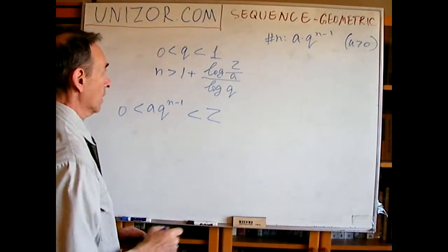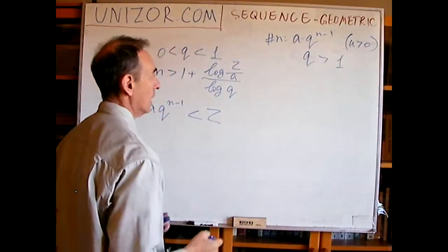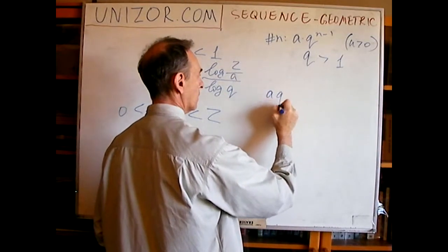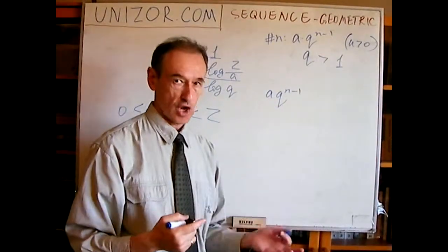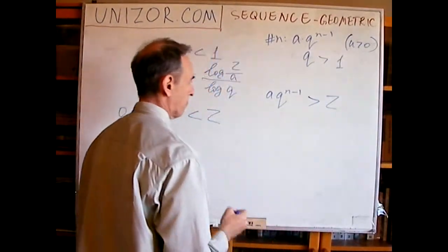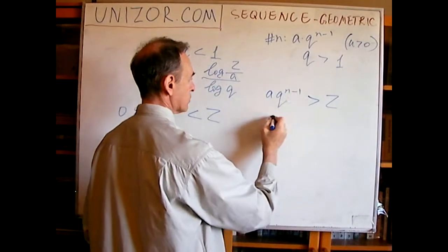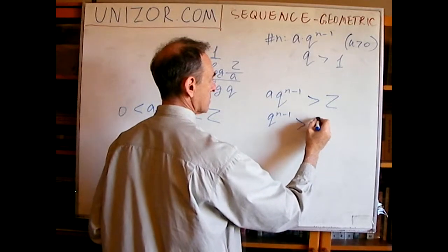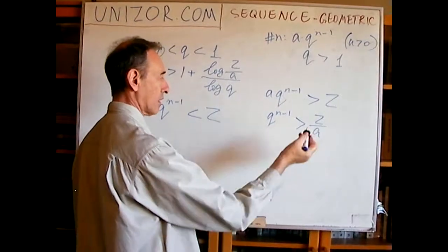All right, fine. Now let's consider the case when q is greater than 1 and start doing exactly the same thing. We would like to find out when our element of geometric progression becomes greater than z. Okay, the first manipulation, divide by a both sides. A is positive, so inequality retains the sign.